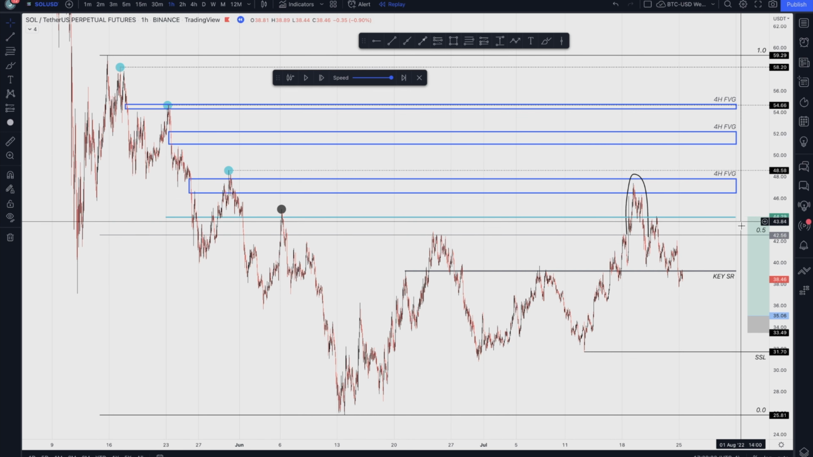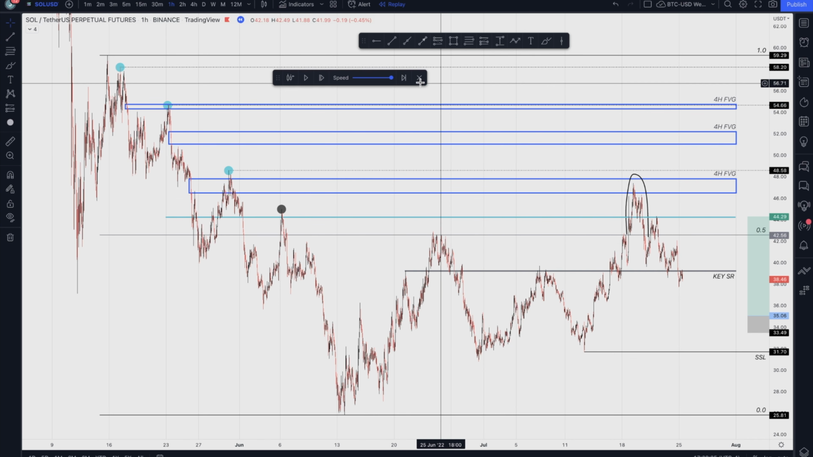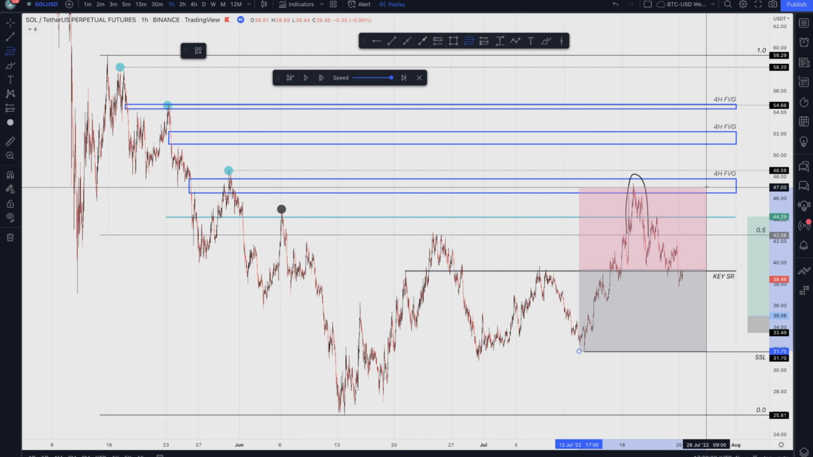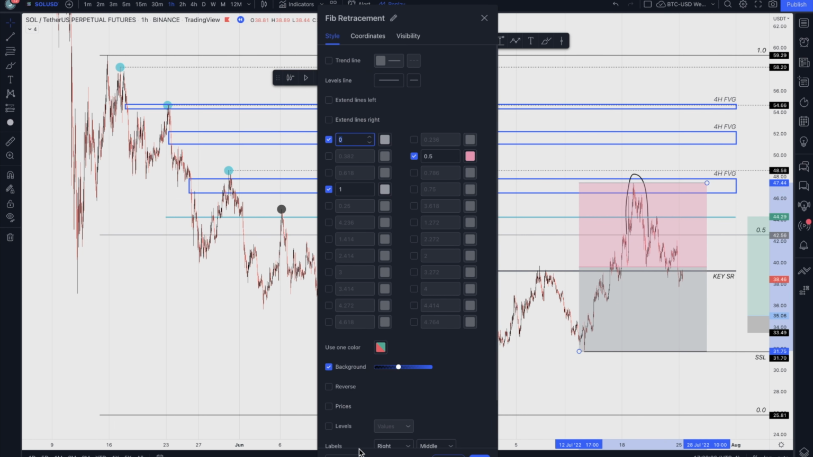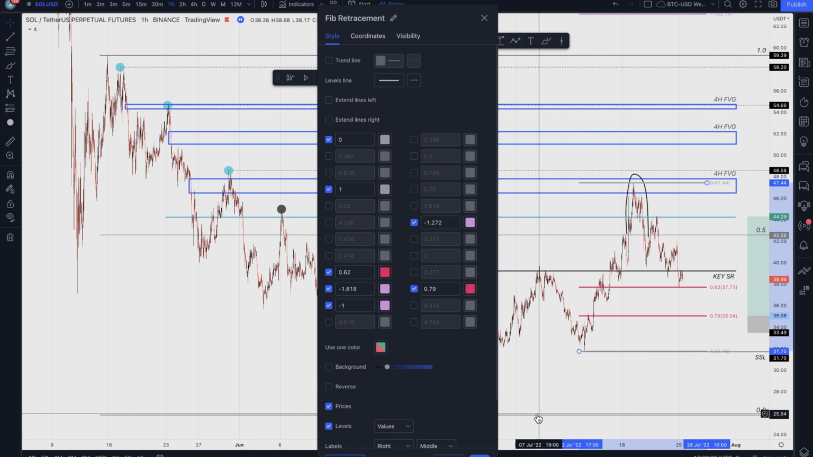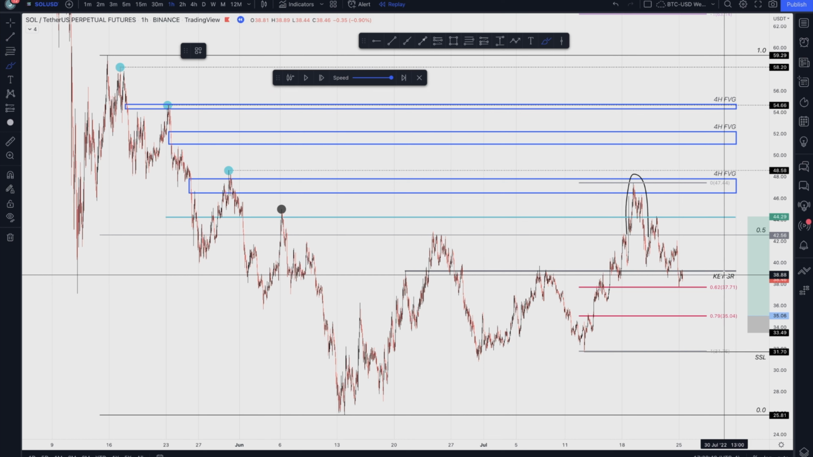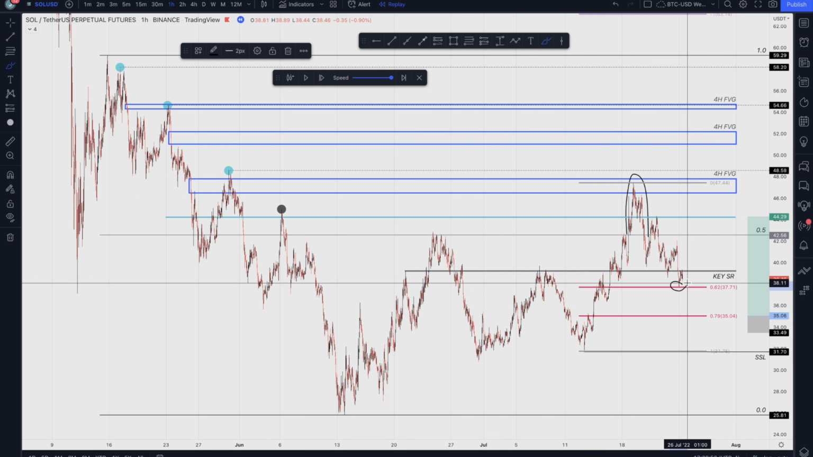Now, don't look at this right now. What I'm going to do is use the very basic ICT OTE setup. So here to here, let me just change the fib setting to OTE. First thing that you notice is as price falls below key SR, it touches what? 0.62, and we see a small jump to the key SR.